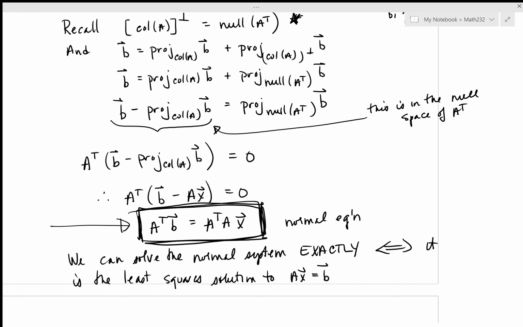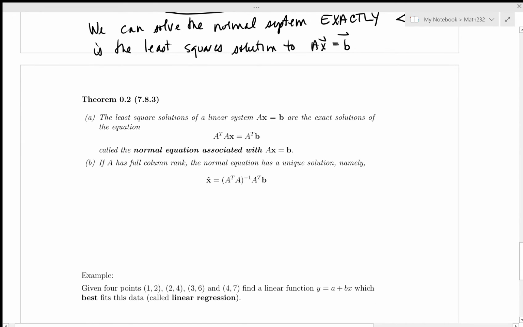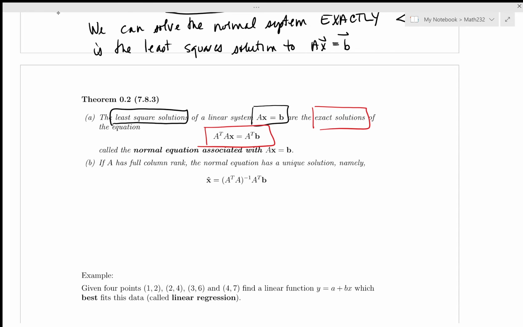Okay, so let us see this now written here. The least squares solution to a linear system AX equals B is the exact solution to this other system. Normally, when we're doing this, this system will be inconsistent. Otherwise, if it's consistent, we can just get an exact solution and we don't need to do least squares. So normally this will be inconsistent.